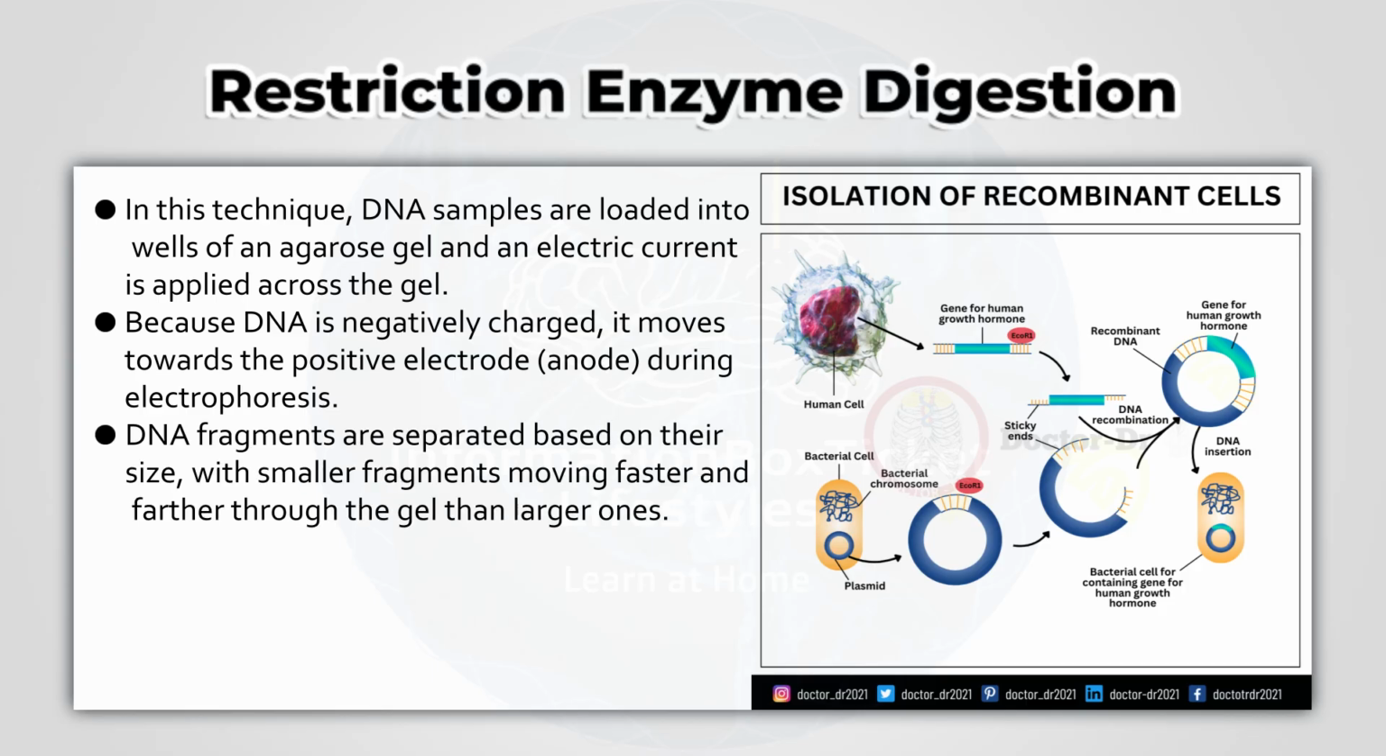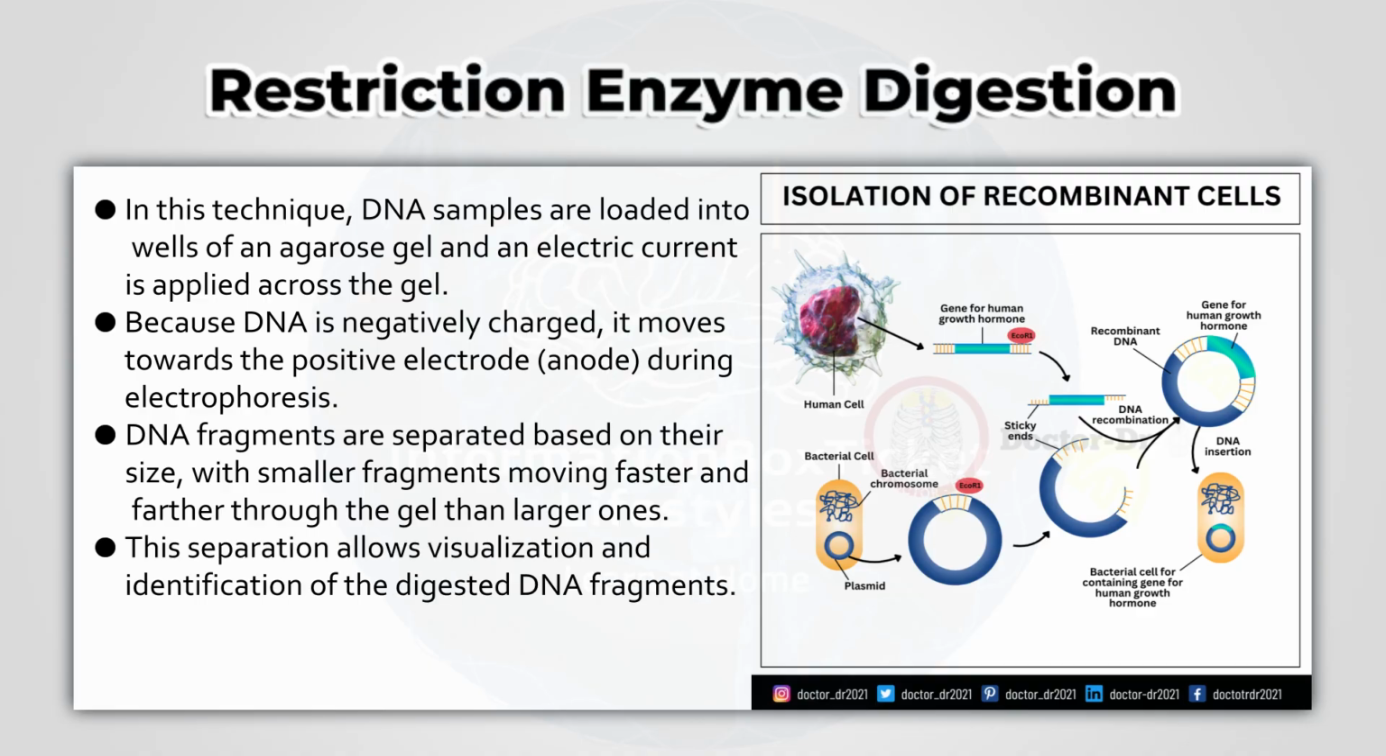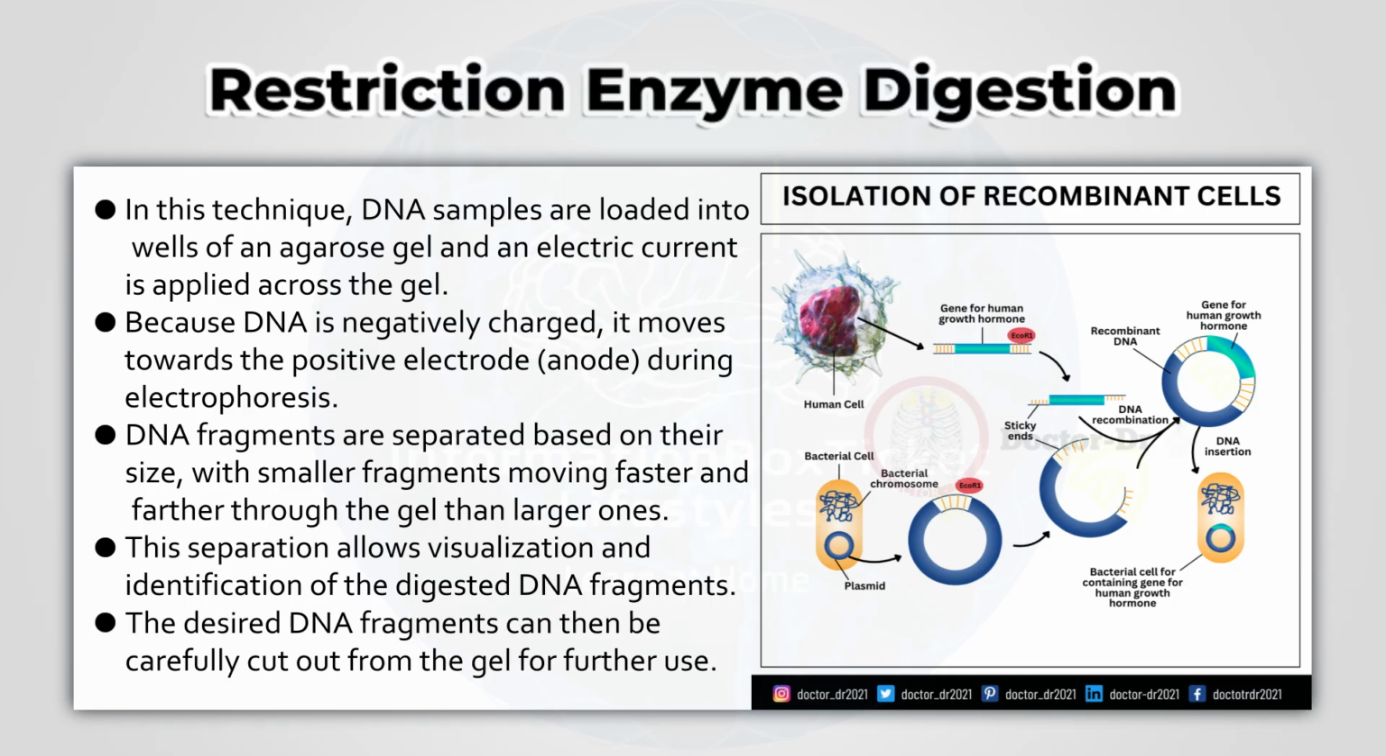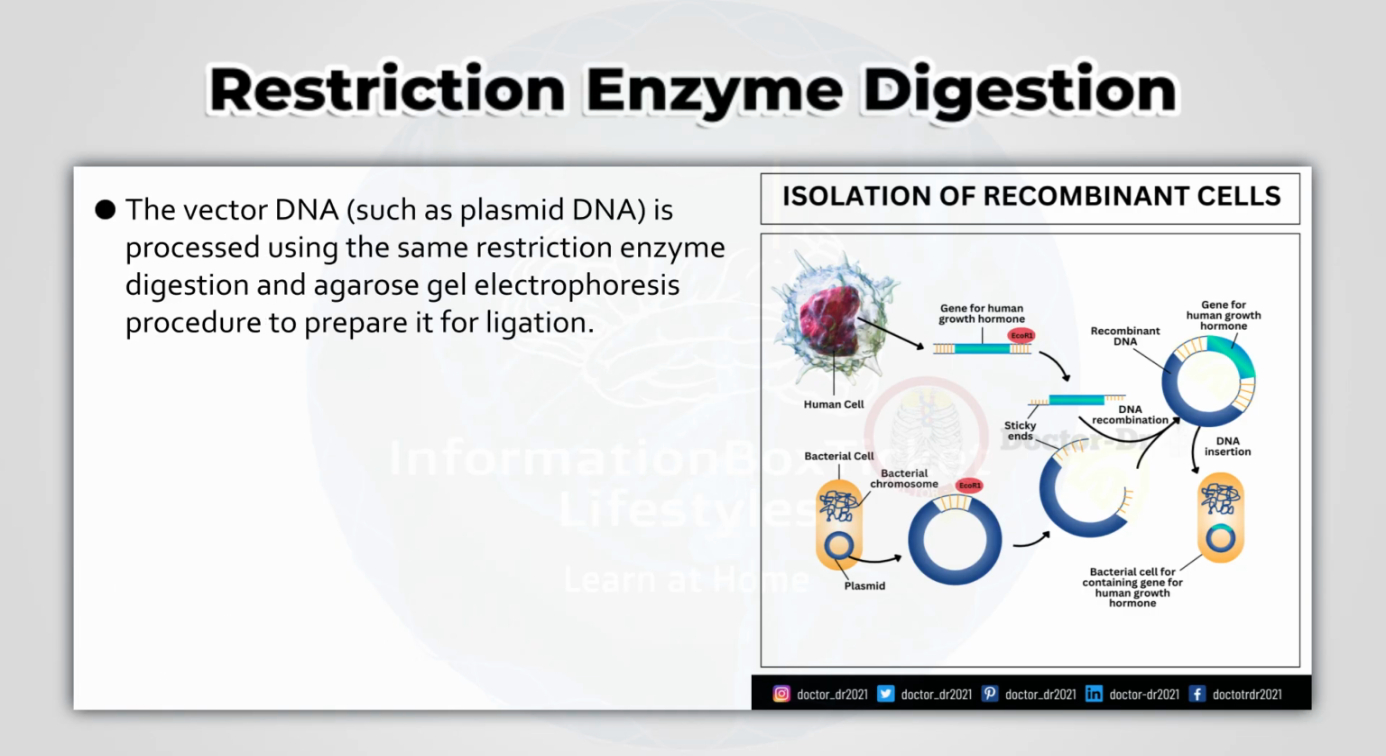DNA fragments are separated based on their size, with smaller fragments moving faster and farther through the gel than larger ones. This separation allows visualization and identification of the digested DNA fragments. The desired DNA fragments can then be carefully cut out from the gel for further use. The vector DNA, such as plasmid DNA, is processed using the same restriction enzyme digestion and agarose gel electrophoresis procedure to prepare it for ligation.